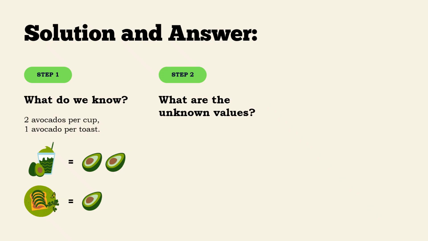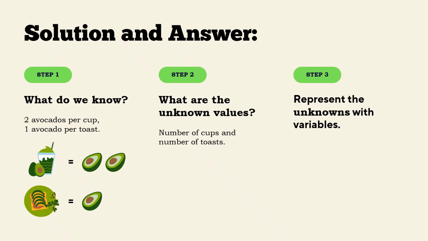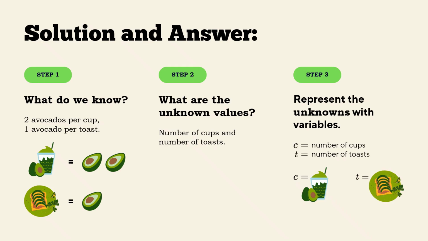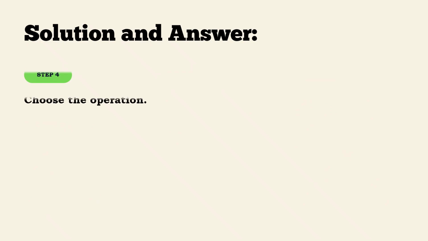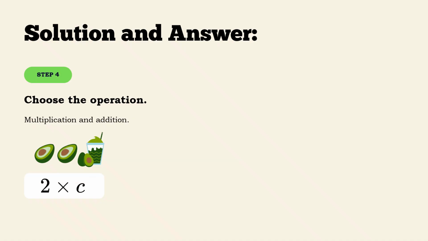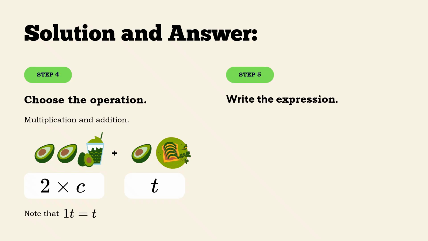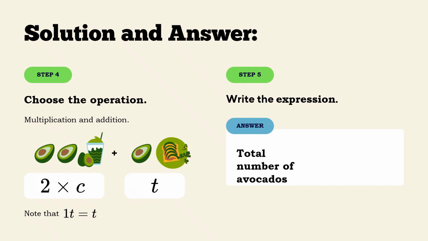Step 2. What are the unknown values? Number of cups and number of toasts. Step 3. Represent the unknowns with variables. C is equal to the number of cups and T is equal to the number of toasts. Step 4. Choose the operation. Multiplication and addition. So 2 times C plus T. Note that 1T is equal to T. Step 5. Write the expression. The total number of avocados is equal to 2C plus T.